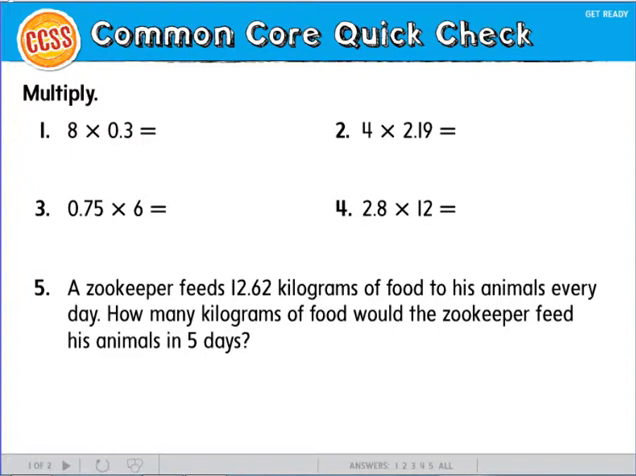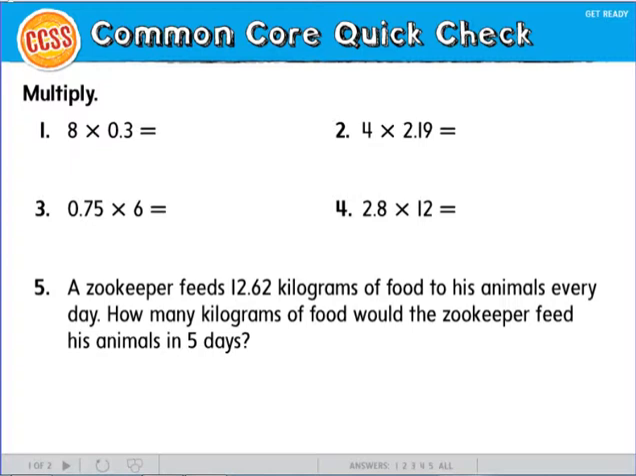Now, we have a few more problems that I want you to do. Number 1: 8 times 3/10. Number 2: 4 times 2 and 19/100. Number 3: 75/1000 times 6. Number 4: 2 and 8/10 times 12. Then number 5. It says a zookeeper feeds 12 and 62/100 kilograms of food to his animals every day. How many kilograms of food will the zookeeper feed his animals in 5 days?